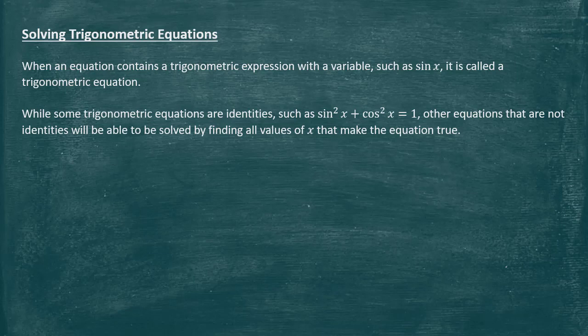So what we're going to be doing in this main section is actually trying to solve for specific variables, such as an x or a theta or an alpha or a beta, whatever the letter might be inside of the trigonometric function, and actually try and figure out what values would make that specific equation true.